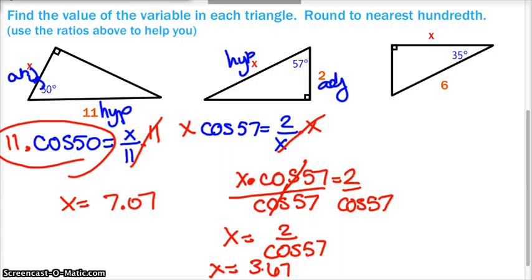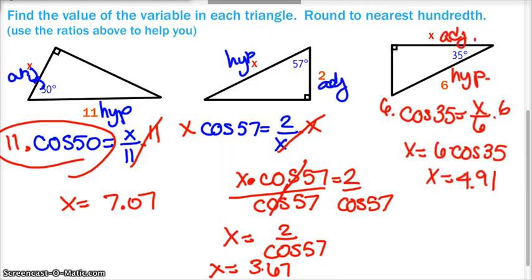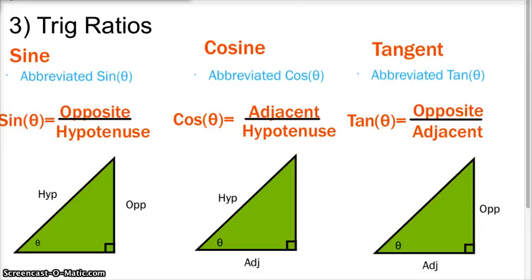Go ahead, pause your video, and try the third one. Go ahead and check your work and see how you did. I have my adjacent hypotenuse labeled, so the cosine of 35 equals the adjacent value over the hypotenuse. I was able to clear the denominator by multiplying both sides and then typing it in my calculator, making sure to round to the nearest hundredth. All right, and then here's the whole screen.